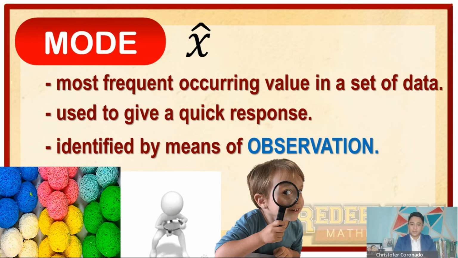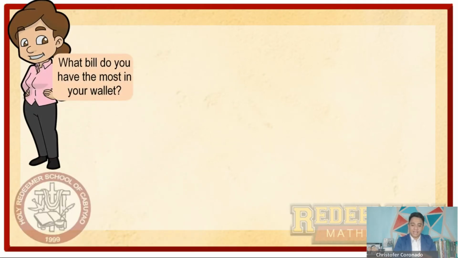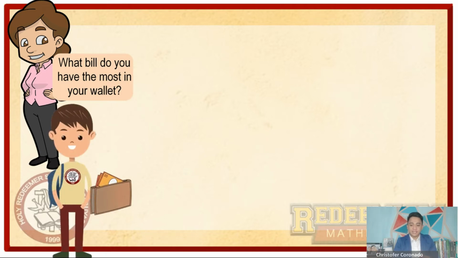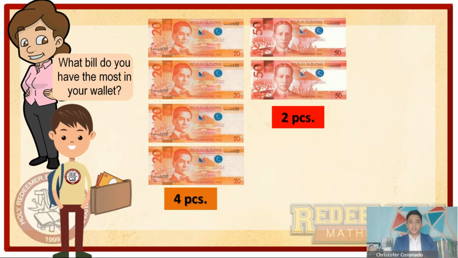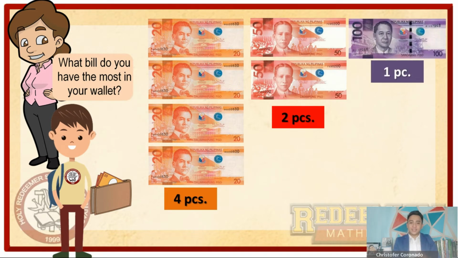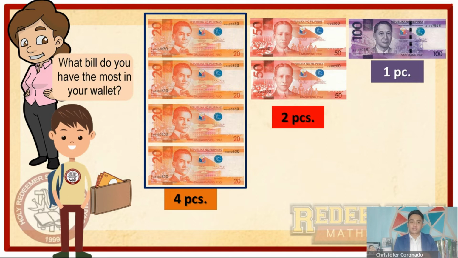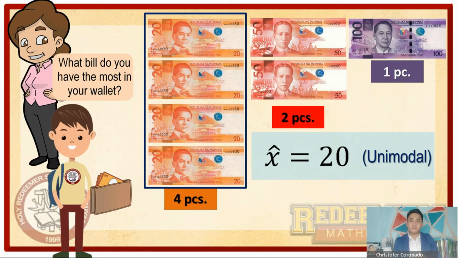Say you were asked by your mother, what bill do you have the most in your wallet? Obviously, what you will do is to look into your wallet, count how many times a bill occurred, then tell it to your mother. Say for example, if you have 4 20 peso bills, 2 50 peso bills, 1 100 peso bill, then the 20 peso bill appeared the most, in which case 20 will be your mode. If there is only one mode, we call that as unimodal.